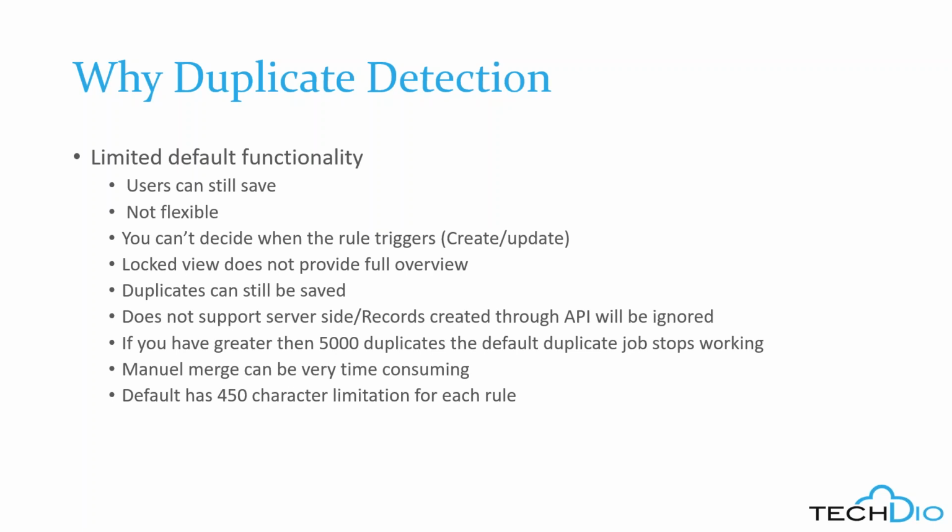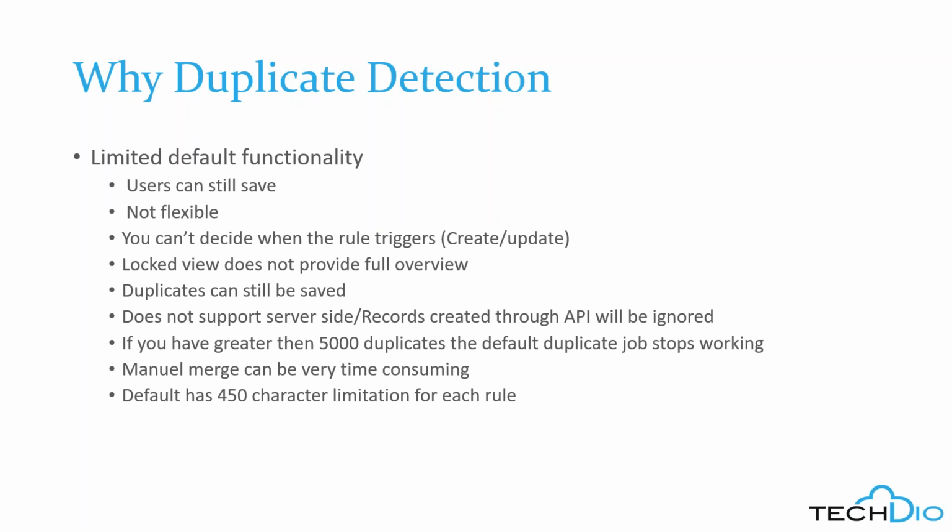The default solution does not support server-side detection. So everything created through an integration user, etc., can be a middleware like Scribe, etc. It will still ignore the default rule.